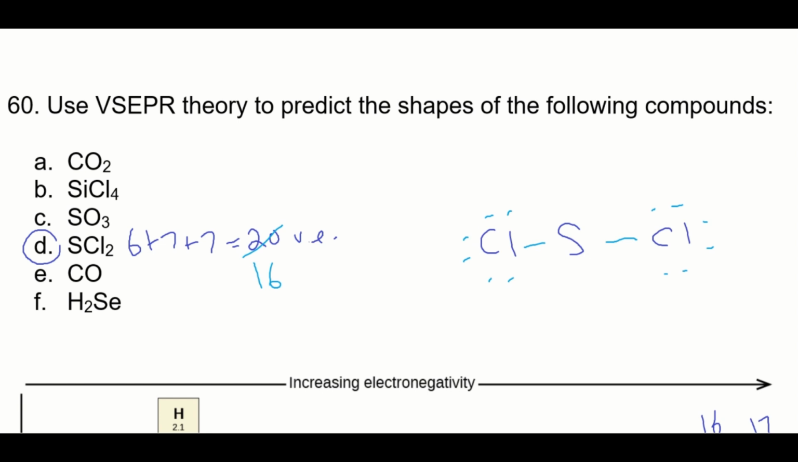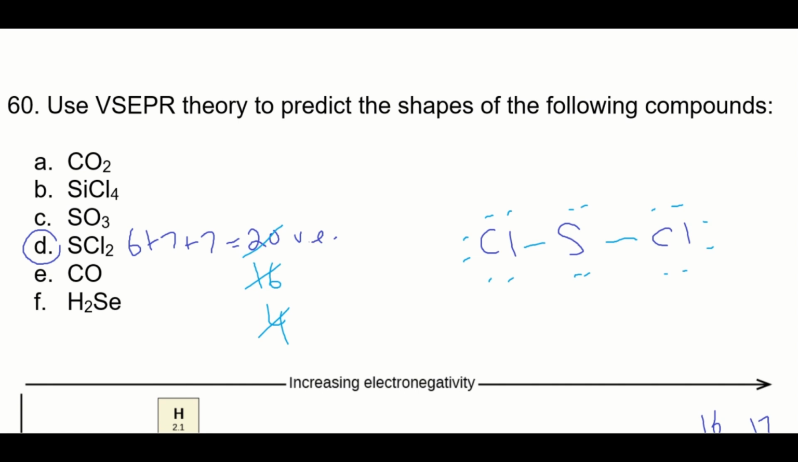So we can put 6 more on each because they already had 2 from the bonding with sulfur. So that's going to use up another 12, and we are left with 4. And we're going to put those on the sulfur in the center. There's our Lewis structure for sulfur dichloride.